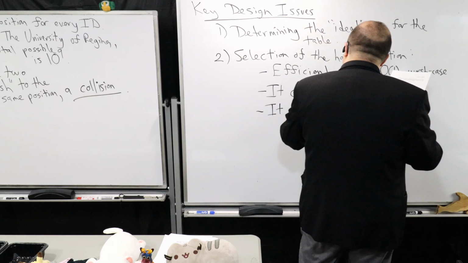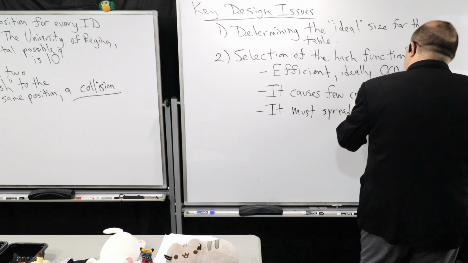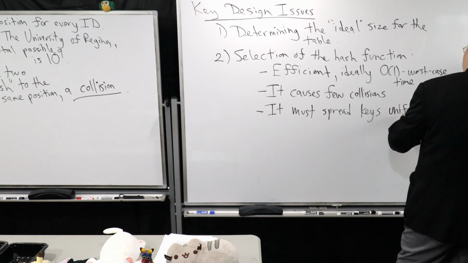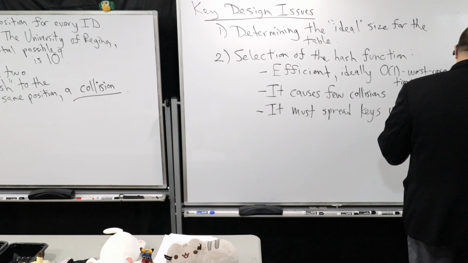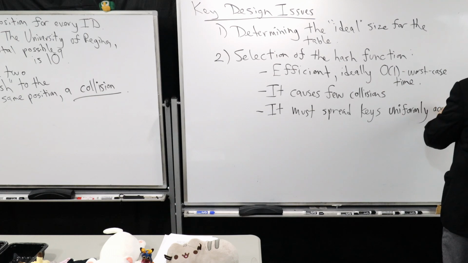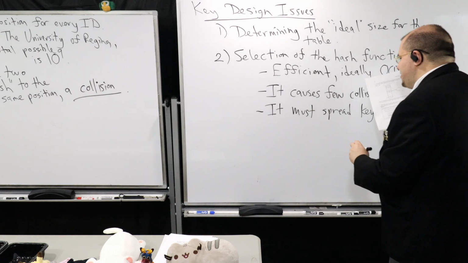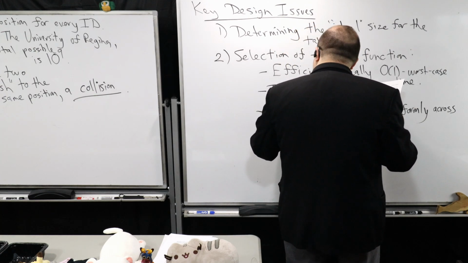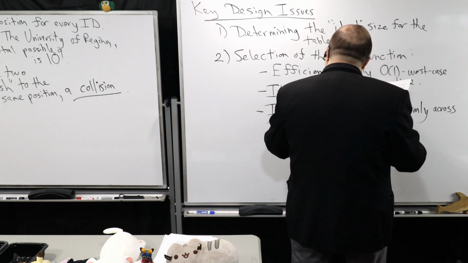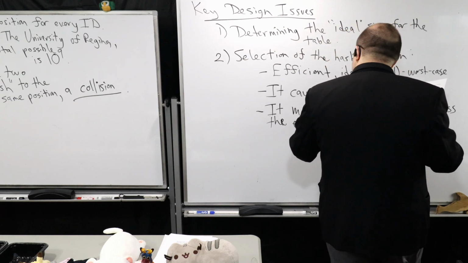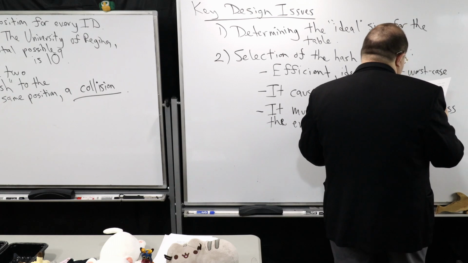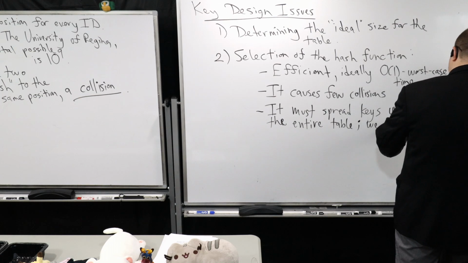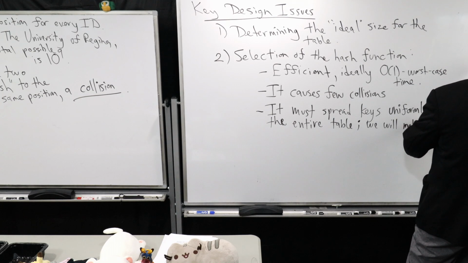It must spread keys uniformly across the entire table. You might say, Dan, why does it have to be across the entire table? Well, if I'm using all of that space in that array, I don't want to waste it, right? Across the entire table. So we will make this uniformity assumption.